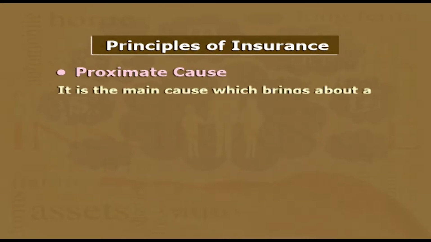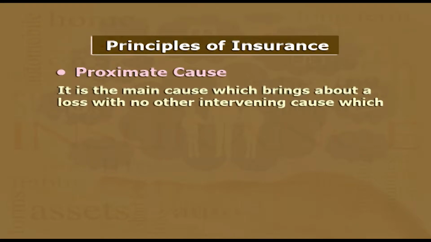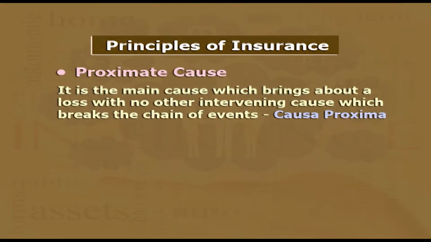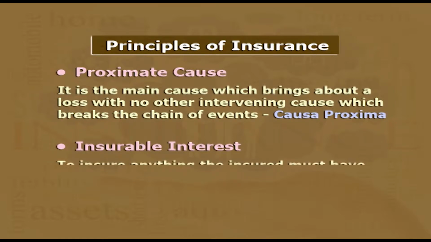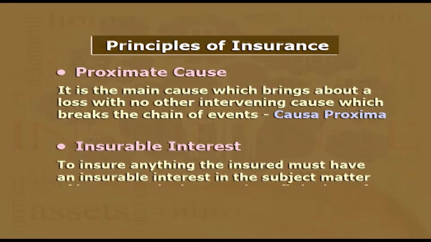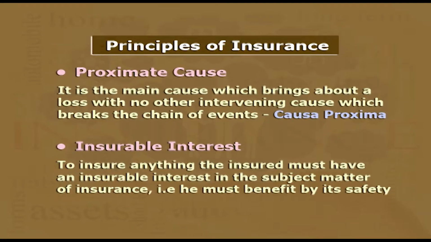Friends, let's understand the principles of insurance. Number 1. Proximate cause. It is the main cause which brings about a loss with no other intervening cause which breaks the chain of events, causa proxima. Number 2. Insurable interest. To insure anything, the insured must have an insurable interest in the subject matter of insurance, that is, he must benefit by its safety or be prejudiced by its loss.